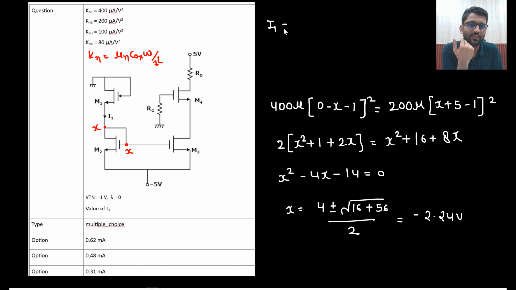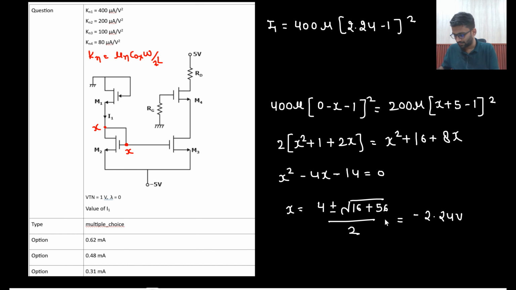So if you solve these kinds of problems with a good amount of patience, then you will be able to solve them very quickly. So in this equation I can put 400 micro, 2.24 minus 1 whole square, that's it. This is the answer. So minus 1 whole square into 4, so 6.18. So 6.1 and then 0.62 milliampere. After solving it, this is what you will get, 0.62 milliampere. Well and good.